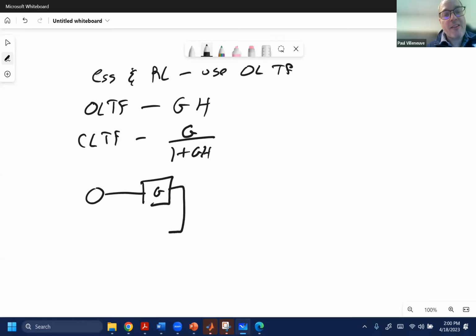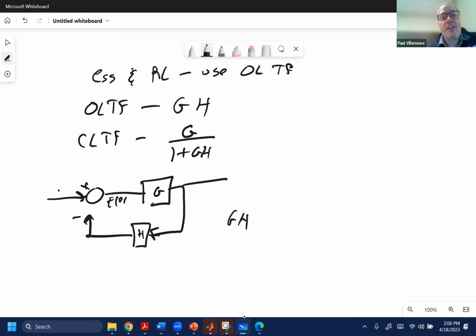Now, the steady state error one makes a lot of sense, because when I look at my steady state error, I literally open the feedback loop. And then what I'm looking at is the error. It's the difference between the input and this value here. So I'm only going to use G and H, because that's the transfer function to go from this point back to this point. It looks just like a feed forward gain where it's G times H.